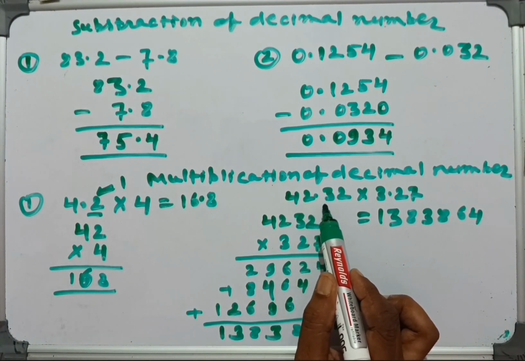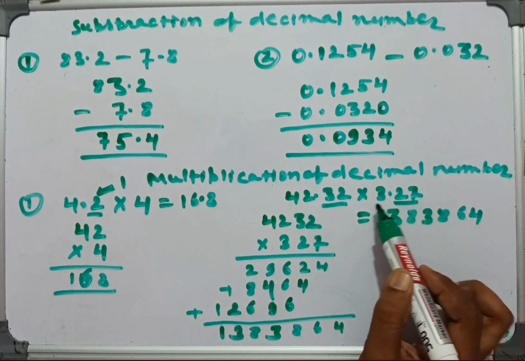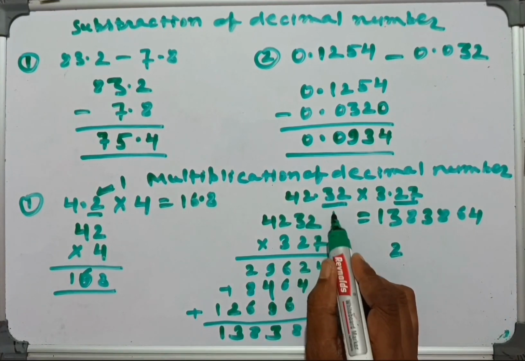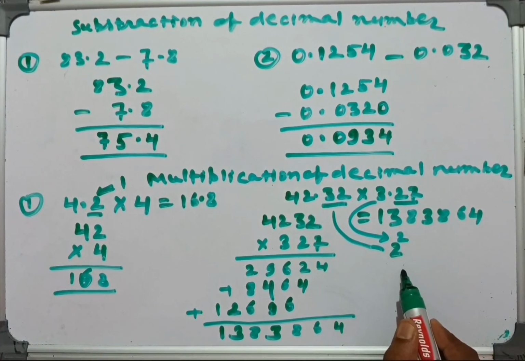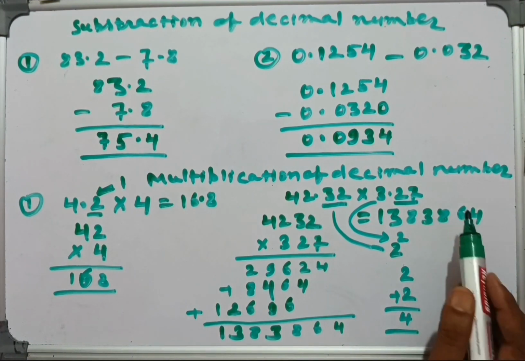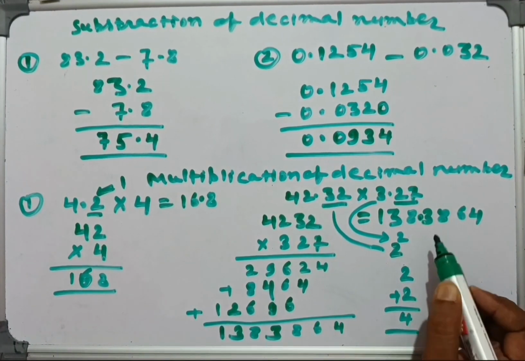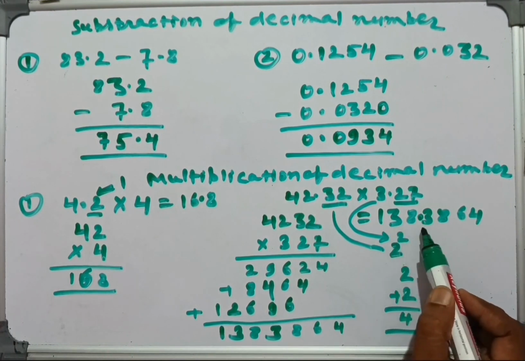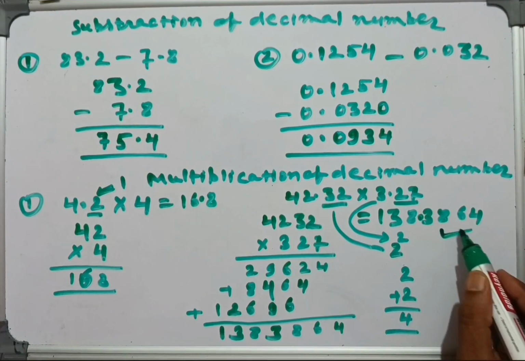decimal places in the first decimal number, and in the second decimal number also 2. So 2 for this one and 2 for this one also. So what we will do is 2 plus 2 equals 4. Now starting from the extreme right 1, 2, 3, 4, and now we put a dot before the 3. So now this solution also has 4 decimal places. Okay guys, this is the final answer.